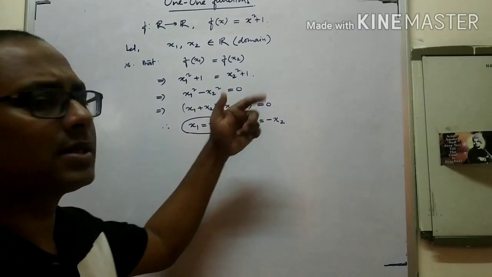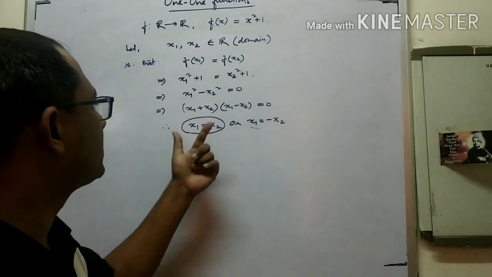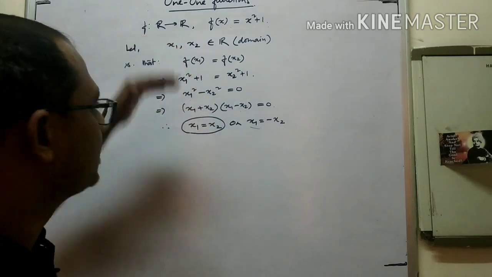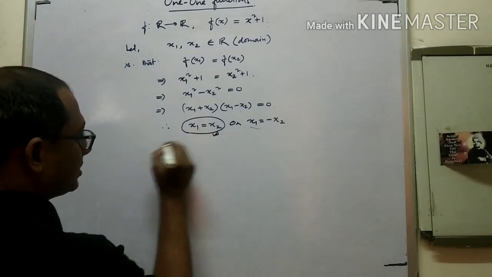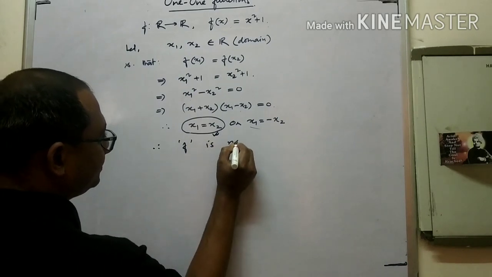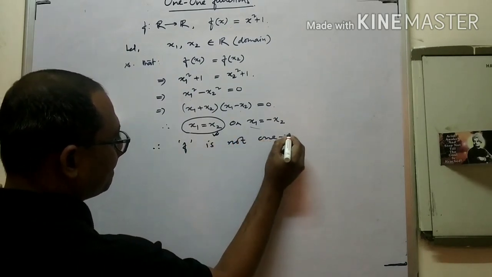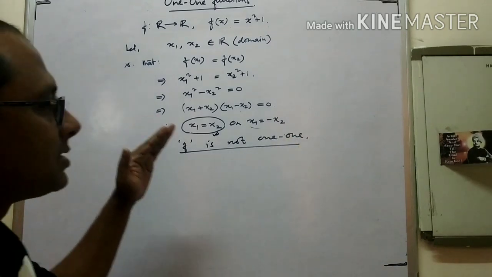Okay, x1 plus x2 for two real numbers can be equal to 0. So both these results are possible in this case. So we are not looking for two results, we are looking for only one result. So we can clearly say that f is not 1, 1. Okay, so this is the first method.